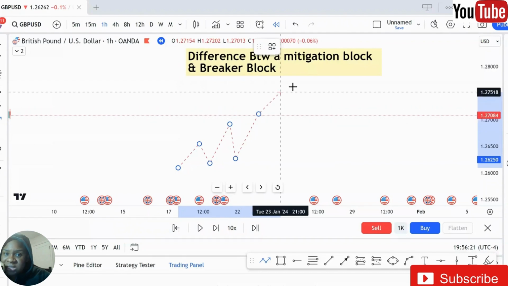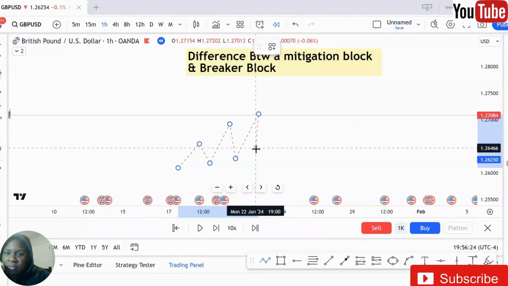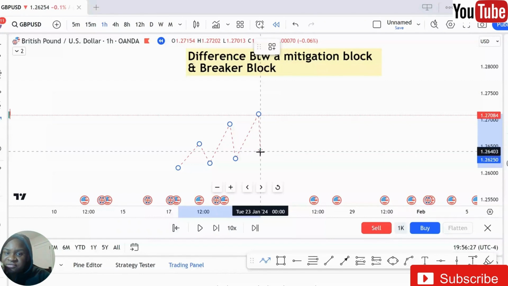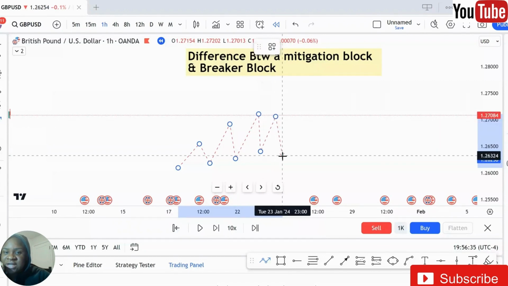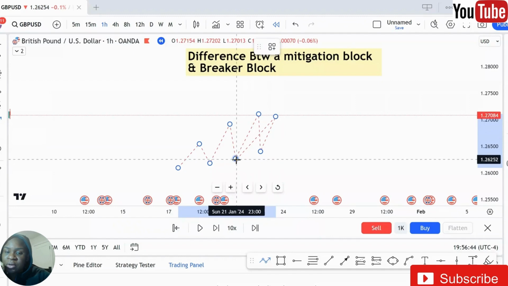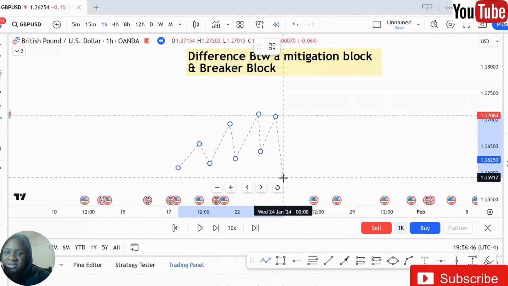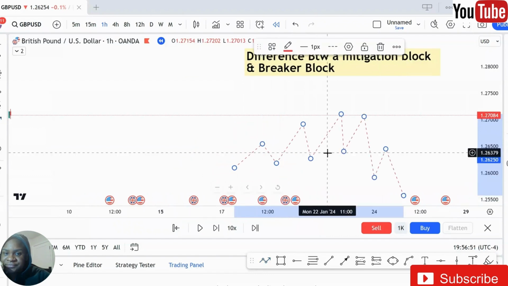But for a mitigation block, what market does is market comes down here. You can touch a fair value gap or a breaker block, but market does not break the higher high. You can see this here. Market comes down and breaks the higher low. Do you see that here? And also sometimes they do break the other lower low here, or this one, it breaks it, comes back here, mitigates it, and changes direction of the trend.